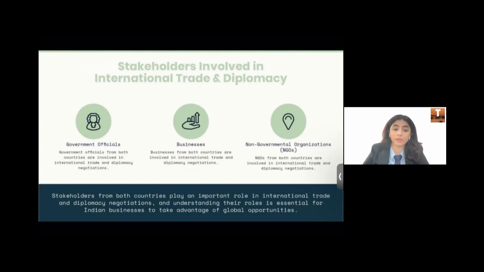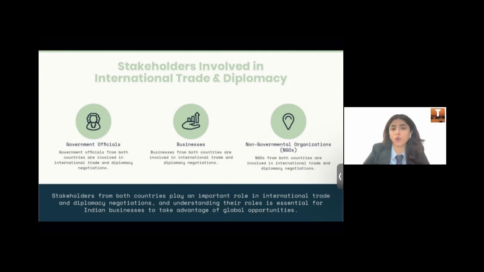Number one is the government. Governments are primary stakeholders in both international trade and diplomacy. They establish trade policies, negotiate agreements, and regulate trade activities. Through diplomacy, governments engage in bilateral and multilateral negotiations. I hope that you are noting this down. Bilateral, multilateral negotiations. They also represent national interests and shape international relations.